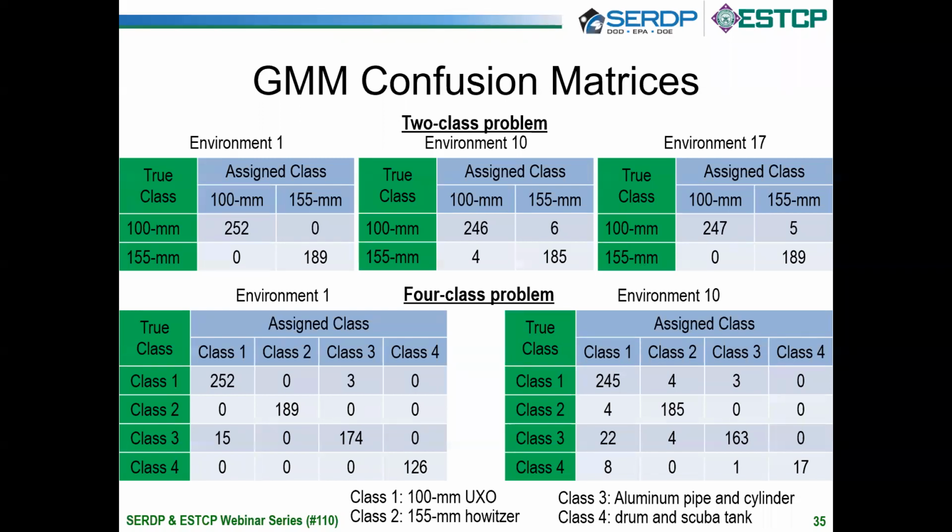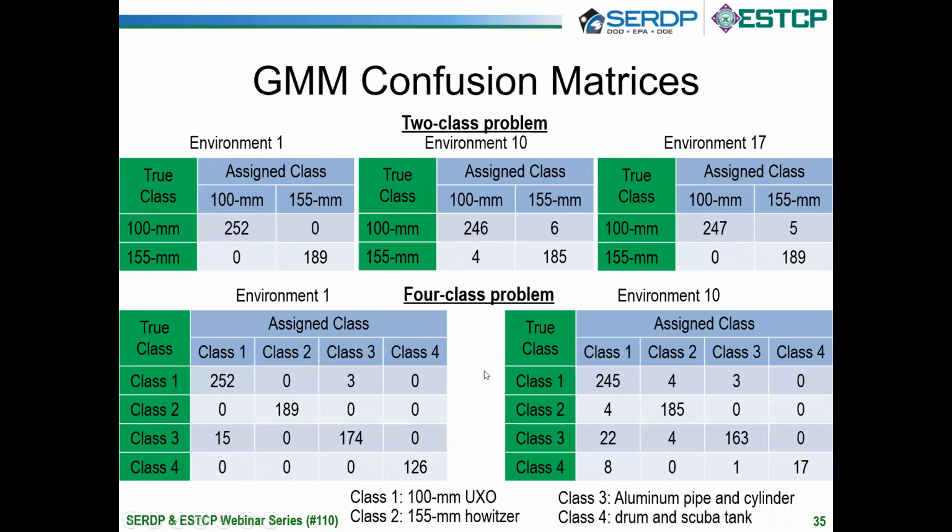But when you move to environment 10, which is a coarse sand, you start to see that there are some misclassifications, for example, 100 millimeter shells were misclassified as a 105 millimeter shell. And as you go over to environment 17, which is a rocky bottom, you again see how well you are doing with classification versus misclassification.